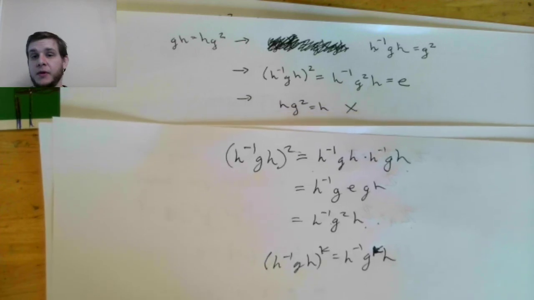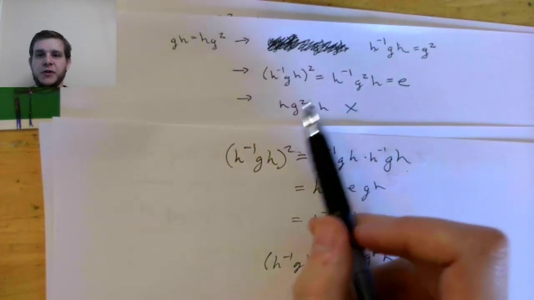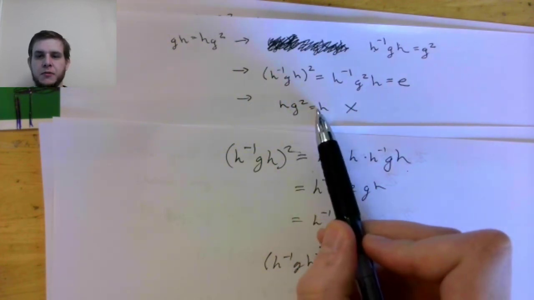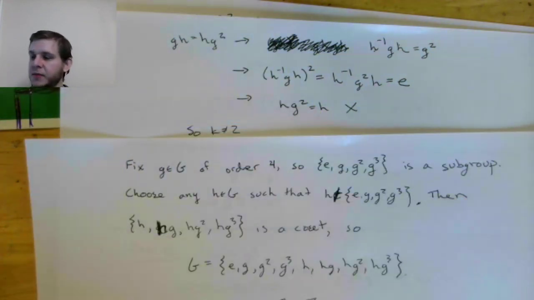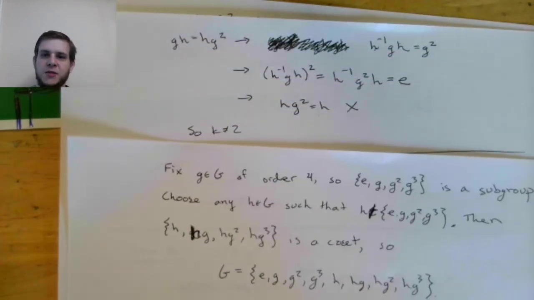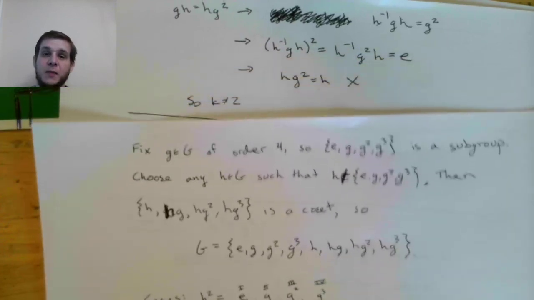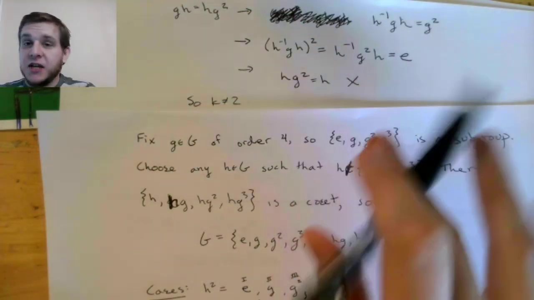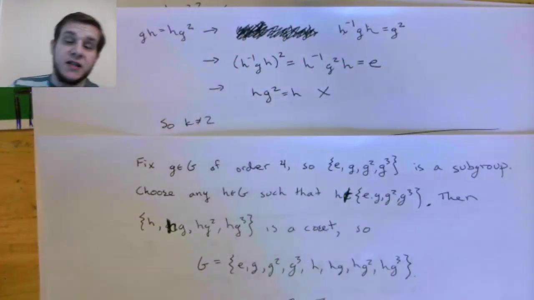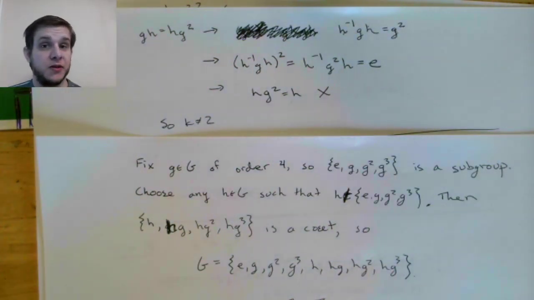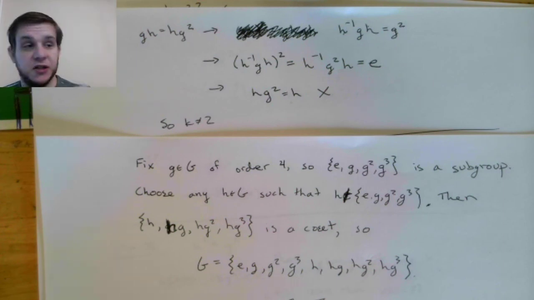Now what's going to happen? I can move this h inverse over to the other side and get that h times g squared is equal to h. But these can't be the same elements because they're different elements of this coset. H times g squared cannot be equal to h, so it's impossible for k to equal 2. Basically, the problem here is that whenever I conjugate by an element, its order has to stay the same. So g squared is an order 2 element, and g is an order 4 element. So they cannot be conjugate. If two elements are conjugate, they have the same order.